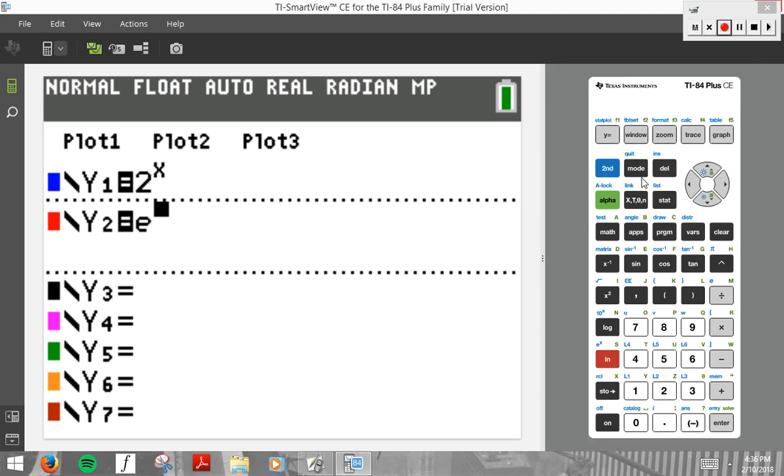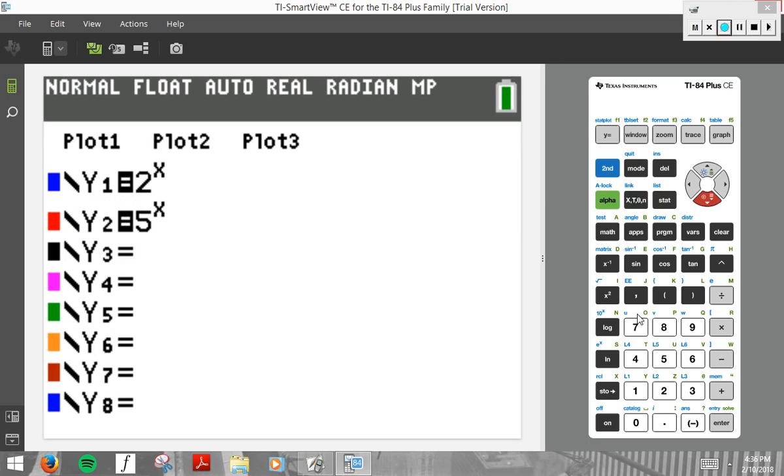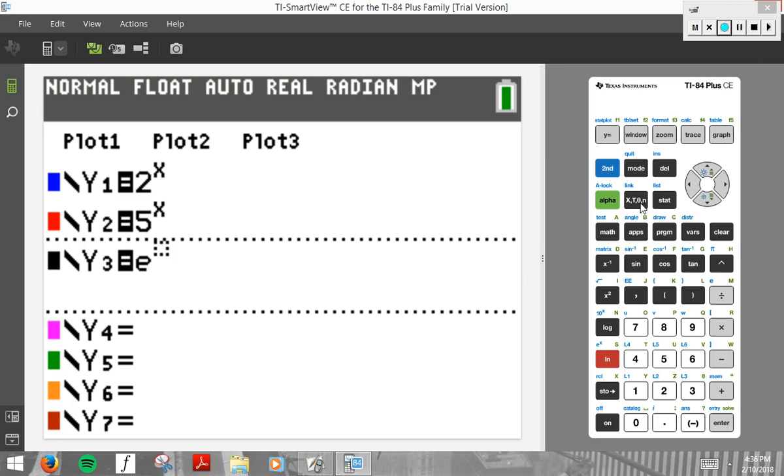Oh, I did this in the episode. I'm sorry. 5 to the x was next. 5 to the x will be graphed in red. Down one more time, and then second ln e to the x. You can also do second divide to get e, and then caret to the x. That's slow. Here we go.